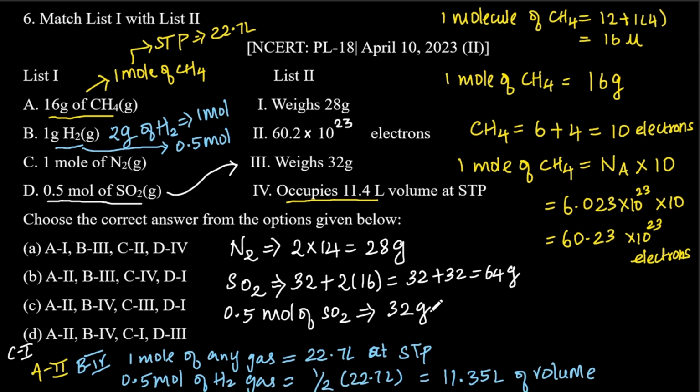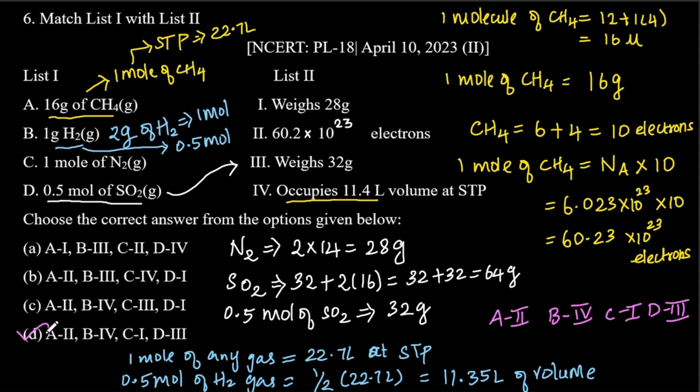So I will write all the options here: A2, B4, C1 and D3. So out of all the 4 options, the correct option in which A2, B4, C1, D3 is there is option D. So the correct option is option D.